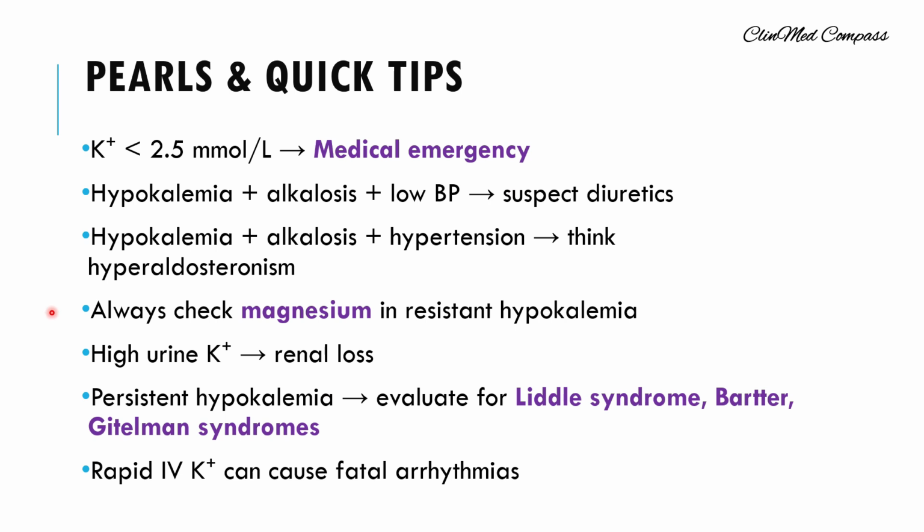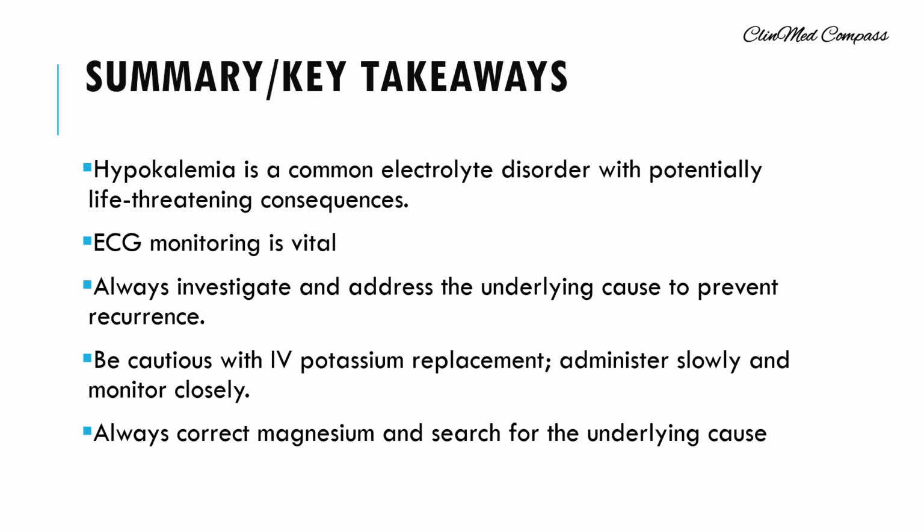Always check magnesium in resistant hypokalemia. High urine potassium indicates renal loss. And in persistent hypokalemia, think something genetic: Liddle syndrome, Bartter, and Gitelman syndrome. Rapid IV potassium can cause fatal arrhythmia. Therefore, when treating hypokalemia, go slow. Never give IV bolus. Now, to conclude this short piece, hypokalemia is a common electrolyte disorder with potentially life-threatening consequences.